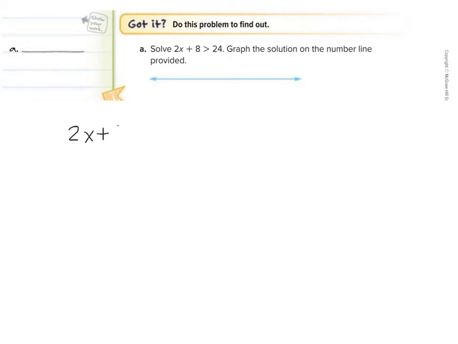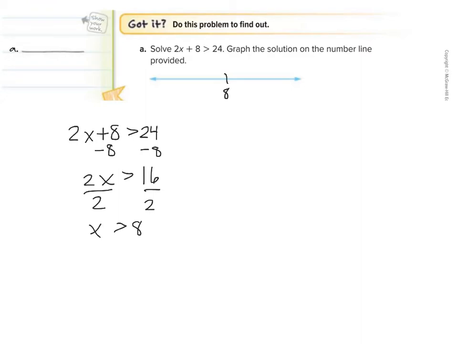2x plus 8 is greater than 24. We have to solve for x, so we have to subtract 8 from both sides. 2x is greater than 24 minus 8, which is 16. I'm dividing by a positive, so I'm going to keep my sign the same. To get x by itself, 2x divided by 2 is just x, is greater than 16 divided by 2, which is 8. So x is greater than 8, so I'm going to put 8 here.